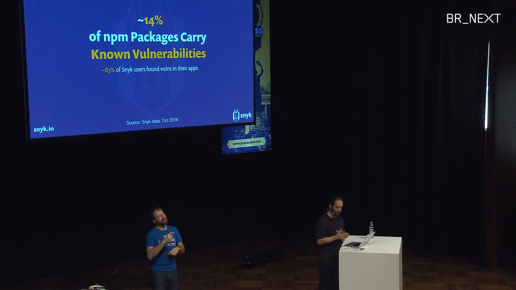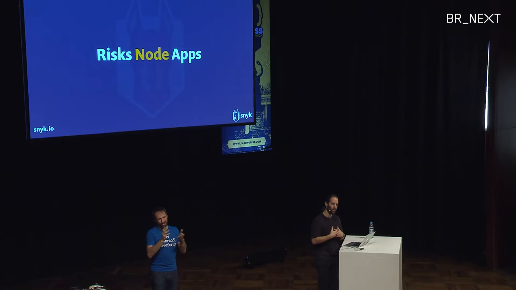This is not a theoretical problem. It's practical. Roughly 1 in 7, 1 in 8 packages in NPM carries a known vulnerability. It doesn't mean that 14% of them are vulnerable, but the packages themselves use other packages that use other packages, and within that ecosystem, roughly 14% would bring in a vulnerability with them. And we see that pretty much every Node shop has those. And this risks Node apps, and this is the focus that I talk about here. But when you talk about JavaScript, it's not limited to just Node.